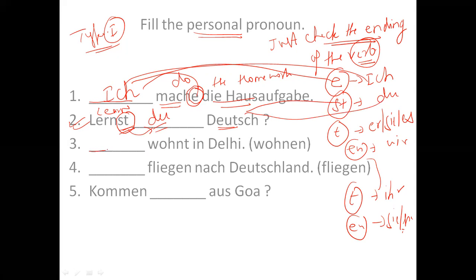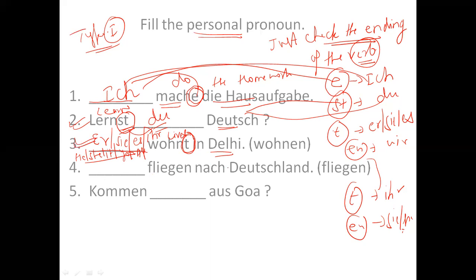Now here it says blank wohnt. Wohnt is live, in Delhi. Now here the ending is t. So whenever you get a t ending, the answer can be he, she, or it, or you all. So 4 options are correct here. If you write er, it will become he lives in Delhi. If you write sie, it will become she lives in Delhi. If you write es, it will become it lives in Delhi. If you write ihr, it will become you all live in Delhi. So 4 options are correct here.